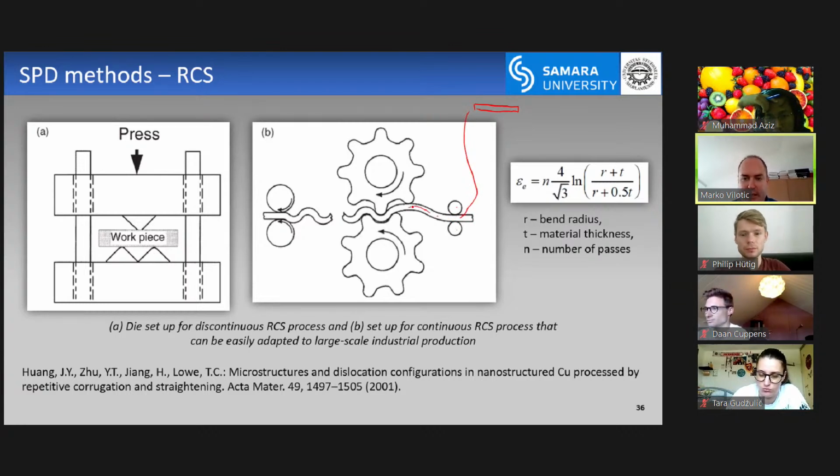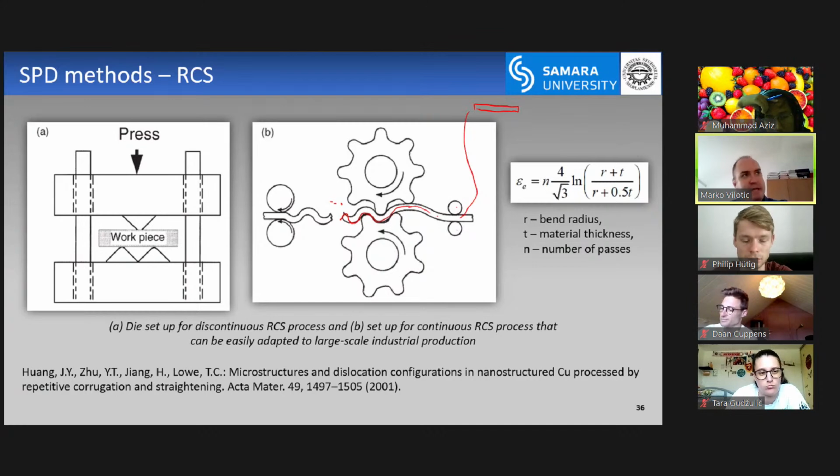And you intentionally make a wave. And after some time, you again introduce it between two rolls to make it straight. And that's why it's called repetitive corrugation and straightening. This is a continuous method. You can just set up this tooling layout so you can process, let's say, 10 kilometers of sheet.